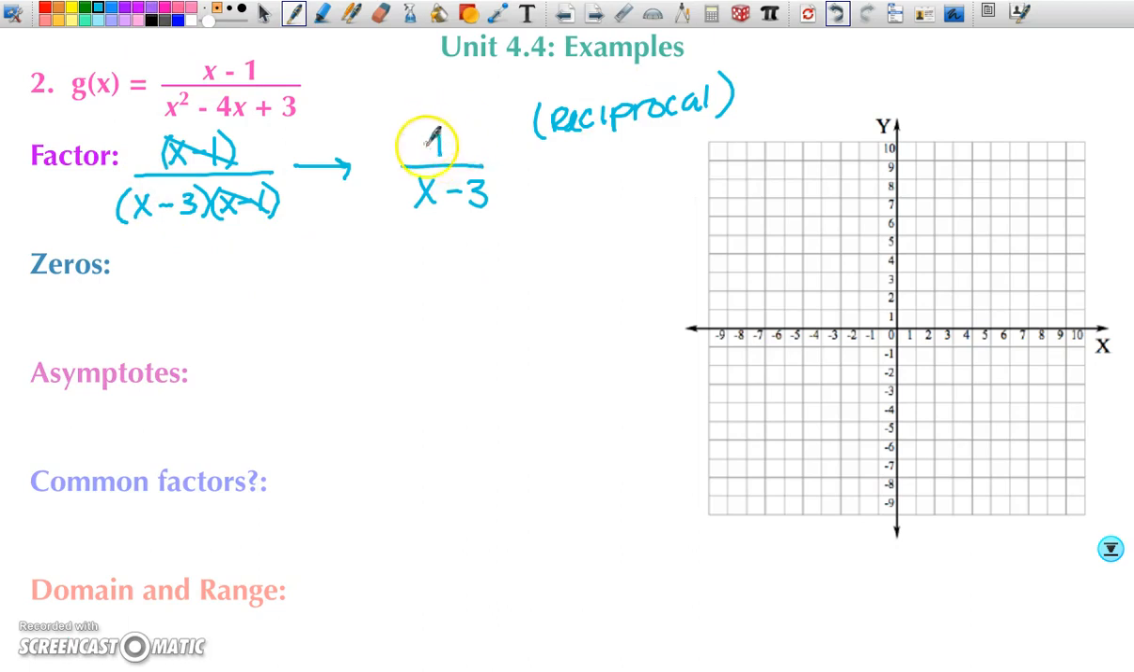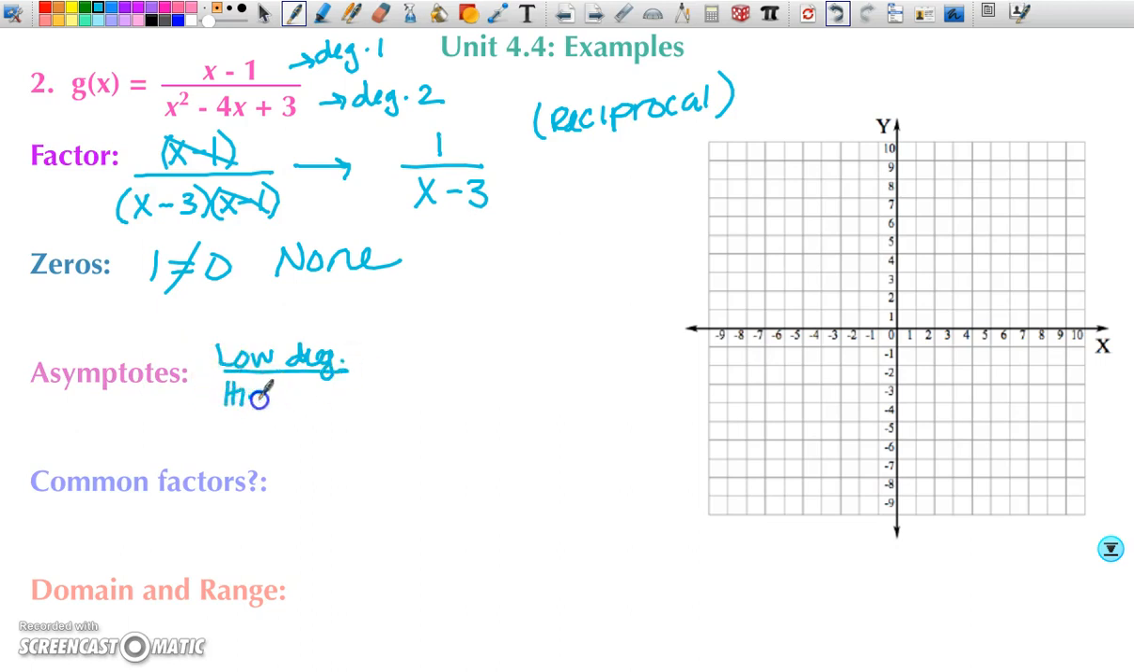So zeros would be taking your numerator and setting it equal to 0. Well, that's not a thing. You can't do that. There's no x. So there won't be any zeros. Asymptotes. So we have this degree up here is 1. The degree down here is 2. So we have low degree over high degree. And so since we have low over high, what that's going to mean for our horizontal asymptote is that it is y equals 0. So I'm going to go ahead and put our dotted line to represent our horizontal asymptote.